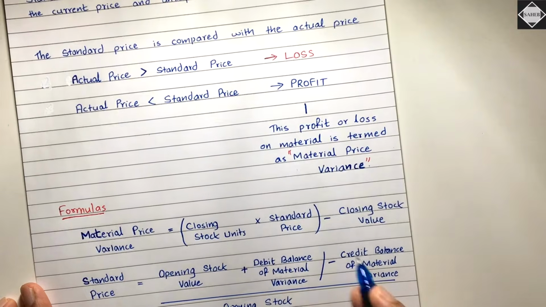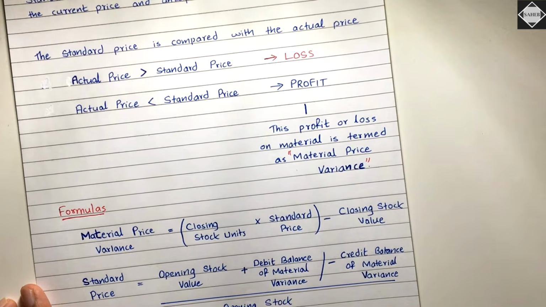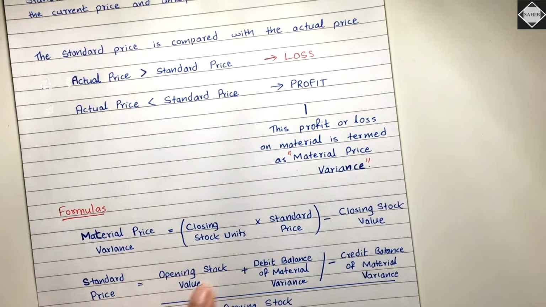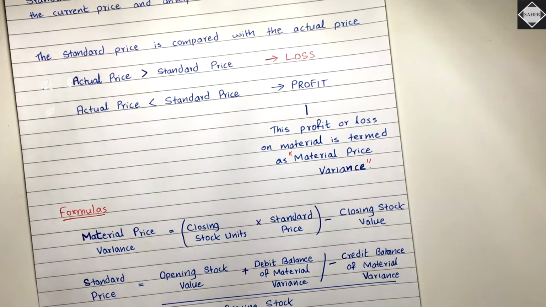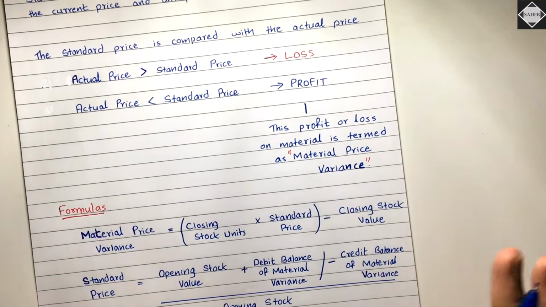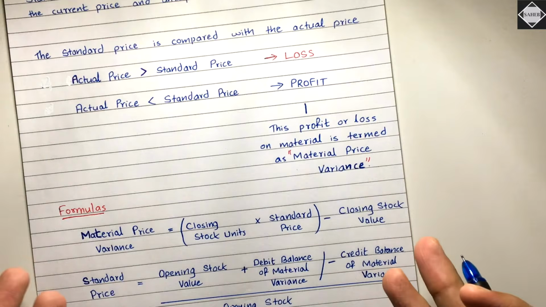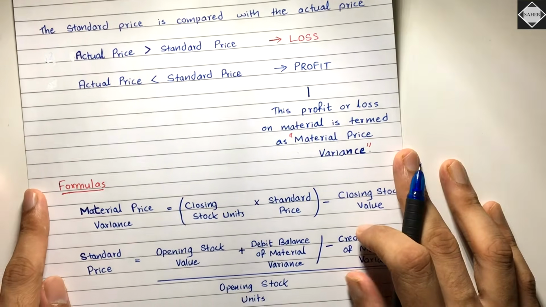Fine, you will do this and you will divide by the opening stock units. This is opening stock value, the entire value, the amount, and you will divide by the units, the quantity. Okay, so this is the formula. Don't worry, it might seem a little bit complicated over here. We'll just go to a problem and you will see how simple this is. It's very easy.